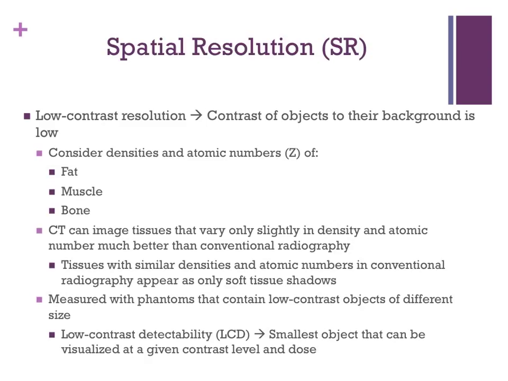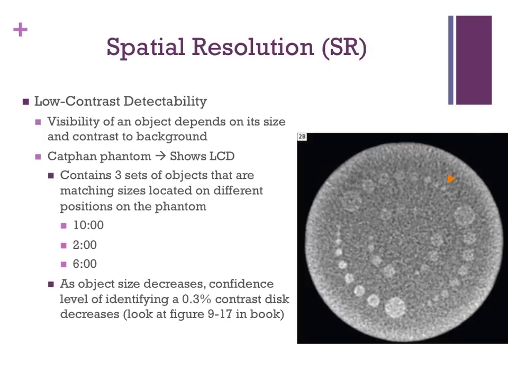Low contrast resolution is measured with phantoms that contain low contrast objects of different sizes and is measured by low contrast detectability, or the LCD, of the scanner. And this is defined as the smallest object that can be visualized at a given contrast level and dose. From the LCD, we know that the visibility of an object depends on its size and contrast to the background.